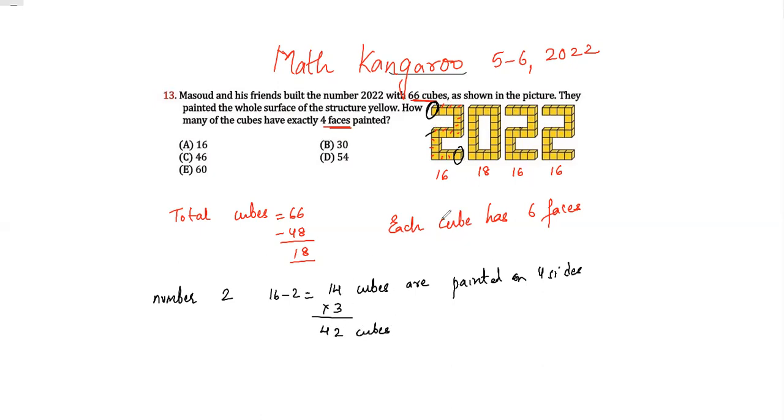Right? And then we need to check for 0. Now for 0, if you see, all of them are stuck at two sides. So it is all the cubes of 0. So you add 18. So you get 60 cubes. So my answer is option E, 60. So the answer for question number 13 is 60, option E.